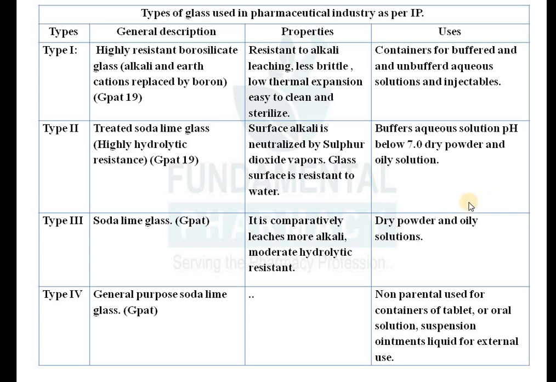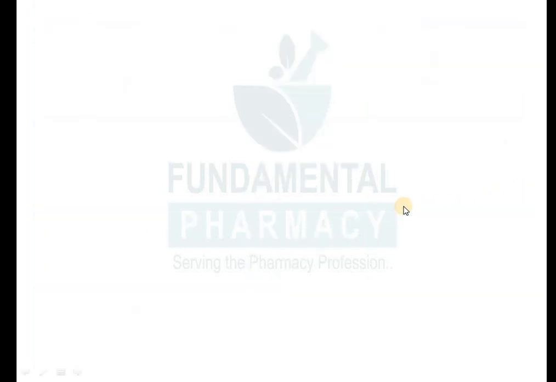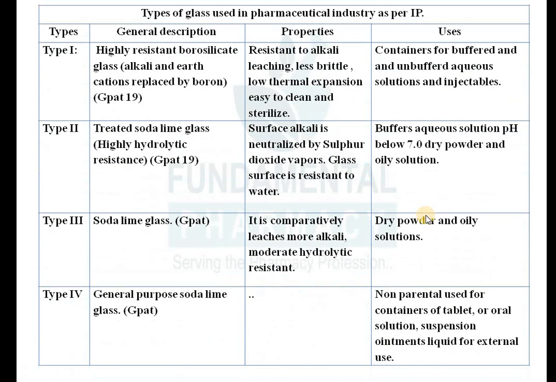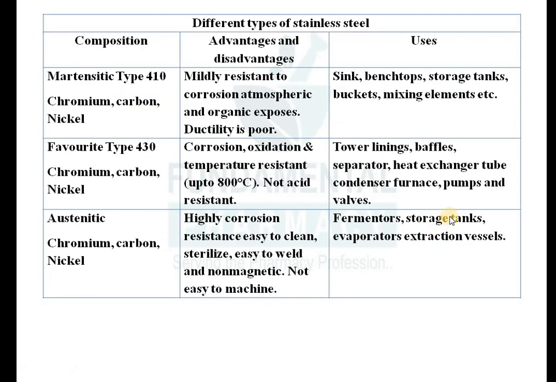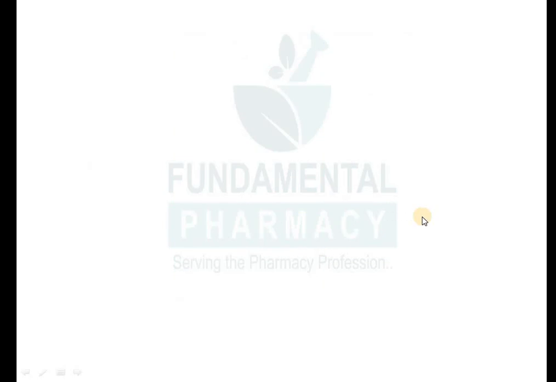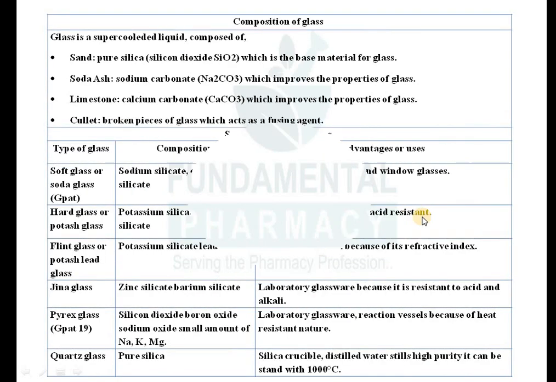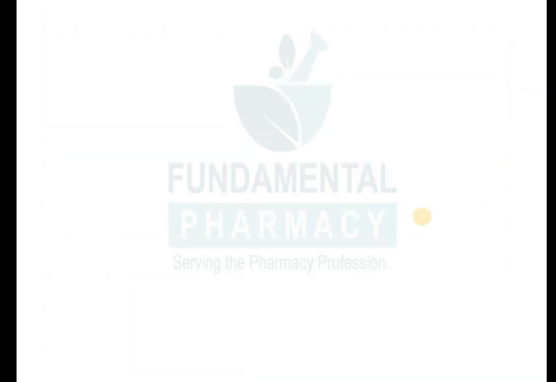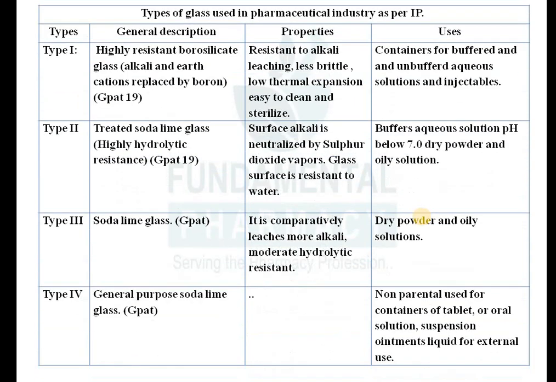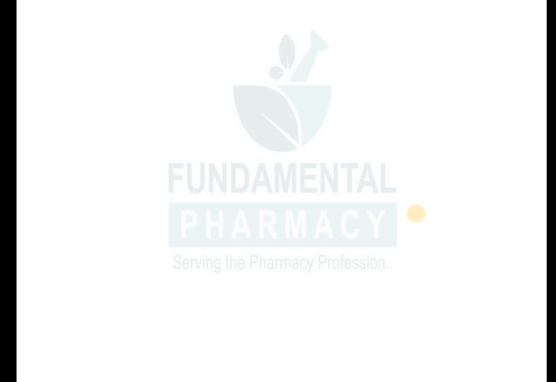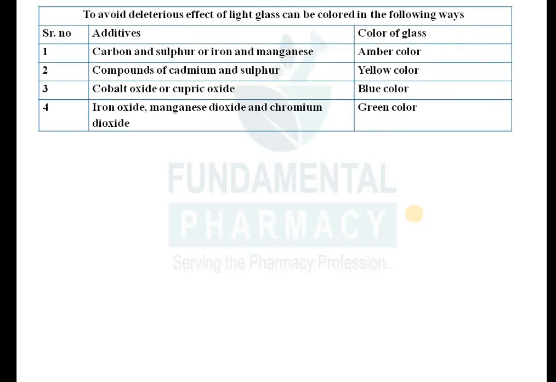So we have seen the types of glass used in the pharmaceutical industry. We have seen what is meant by glass and its composition also. We have seen all the types of metals. We have seen the glass, its basic composition, then basic types of glass. Then we have seen what are the different types of pharmaceutical glasses. We have seen how you can make a colored glass. What are the different additives that are used in the glass? Additives for colored glass. What is the reason behind making the colored glass?